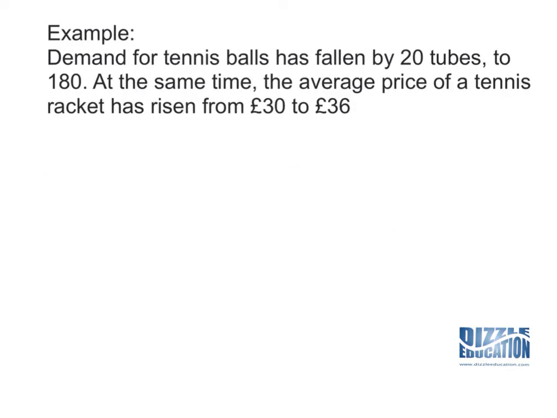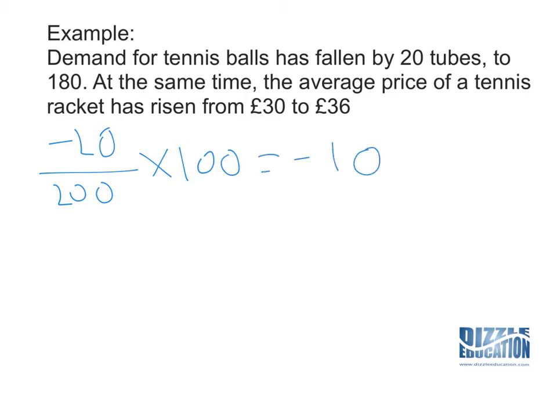Moving on to look at another example, this time we're going to be looking at the demand for tennis balls, which has fallen by 20 tubes to 180, and at the same time as that, the average price of a tennis racket has risen from £30 to £36. So looking at the demand first, it's fallen by 20 to 180, so we're looking at minus 20 being our change in demand. Our original demand therefore would have been 200, so minus 20 divided by 200 times 100 to convert it into a percentage will give us minus 10.